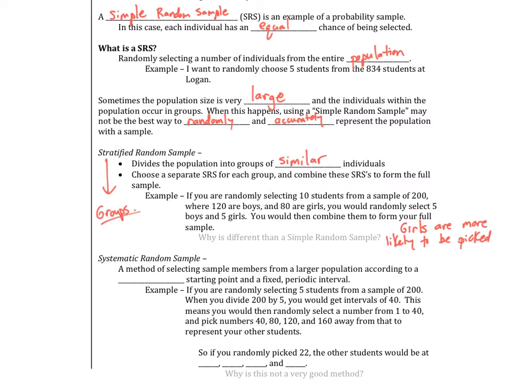Then there's a systematic random sample. This is a method of selecting sample members from a larger population according to a random starting point and a fixed periodic interval. For example, if you are randomly selecting 5 students from a sample of 200, when you divide 200 by 5, you will get intervals of 40. This means you would randomly select a number from 1 to 40 and pick numbers 40, 80, 120, 160 away from that to represent your students. So this is when you break it into chunks.